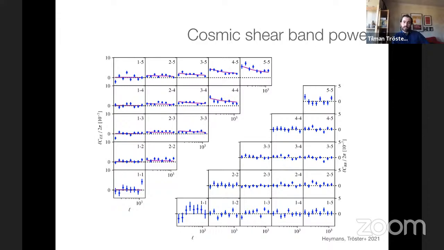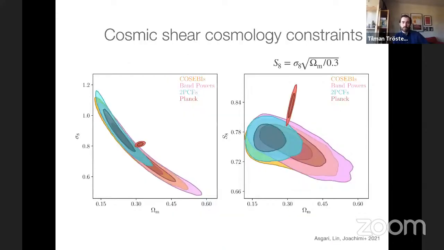And as I said, we use 5 tomographic bins. So you have the autocorrelations and the cross correlations between these 5 tomographic bins. And taking this, we can translate that into cosmological constraints.